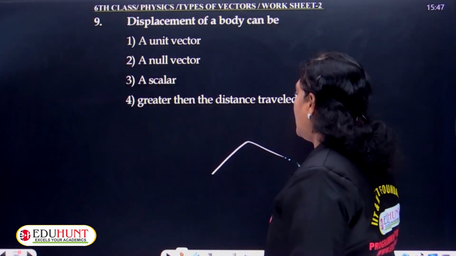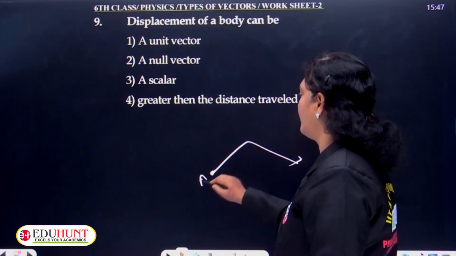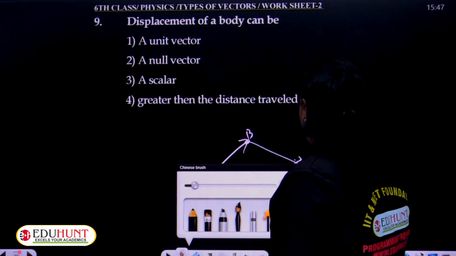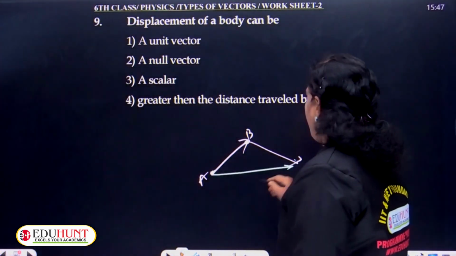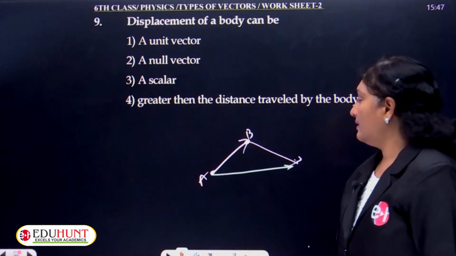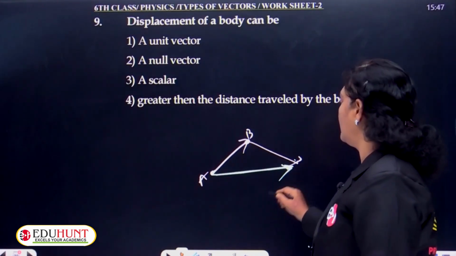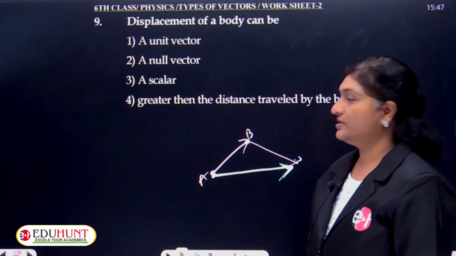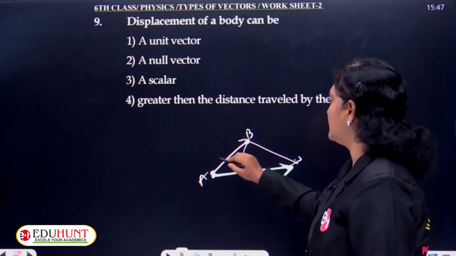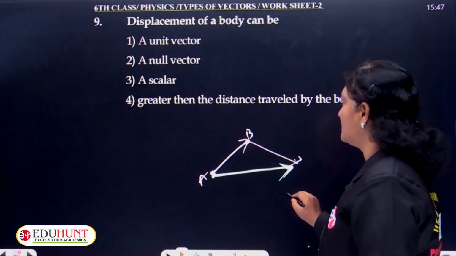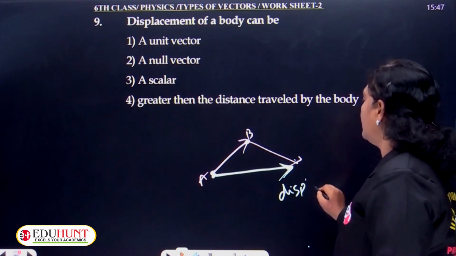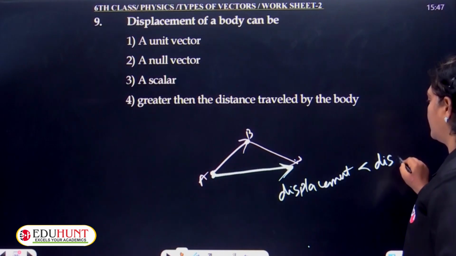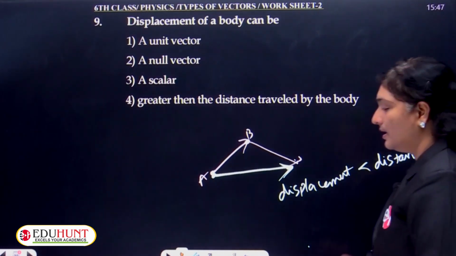Distance is the total path covered by a body from A to B and again from B to C. But whereas displacement is the vector that represents the initial point to the final position. So, clearly this is a distance and this is displacement. So, displacement is clearly less than distance covered by the body.